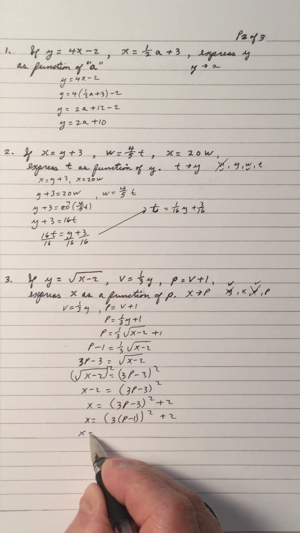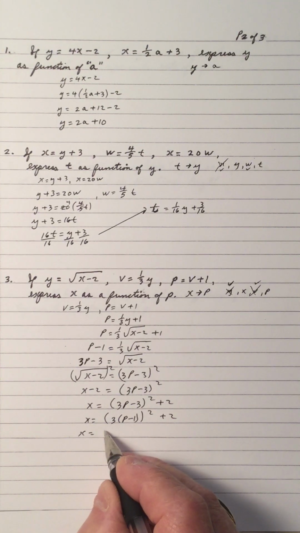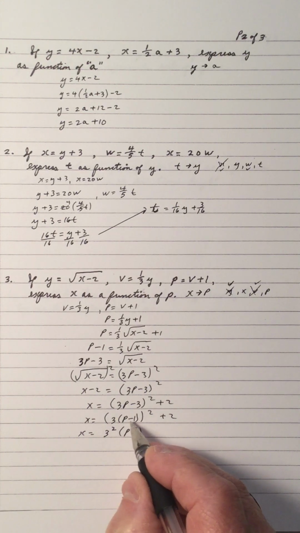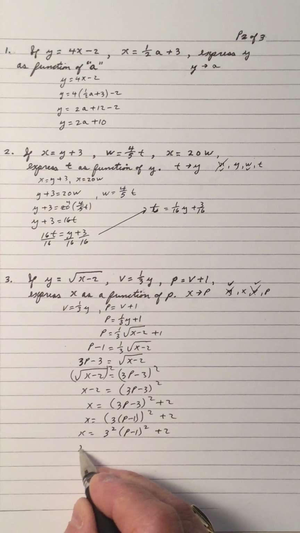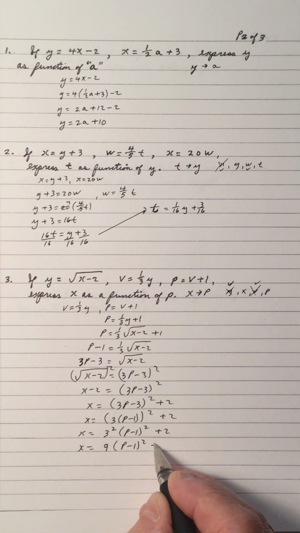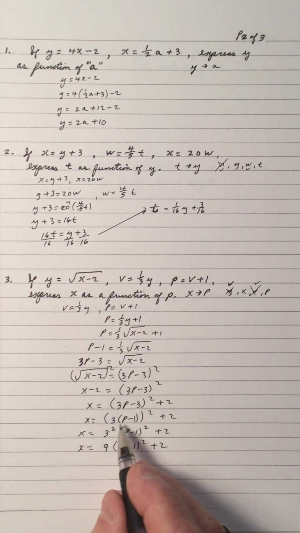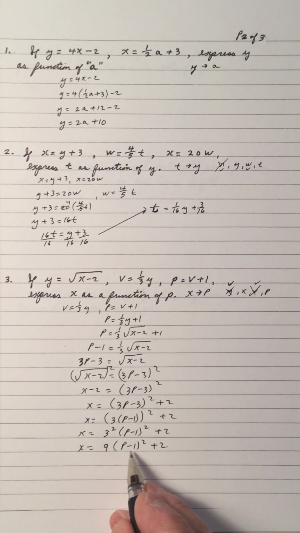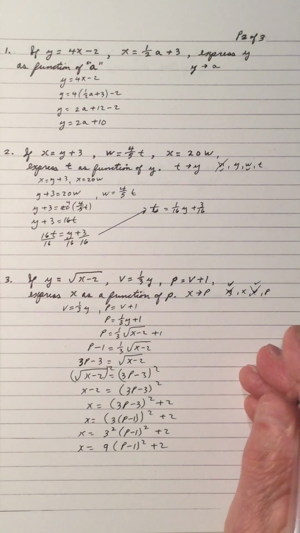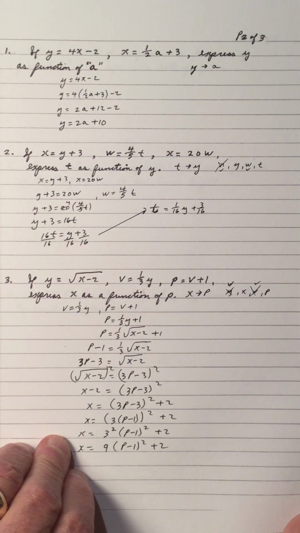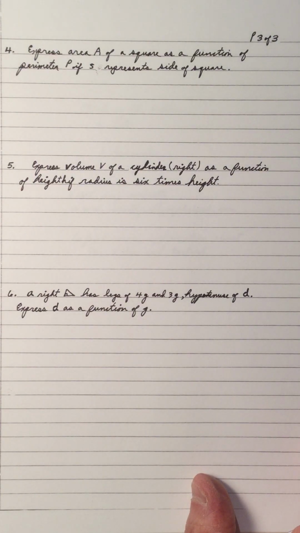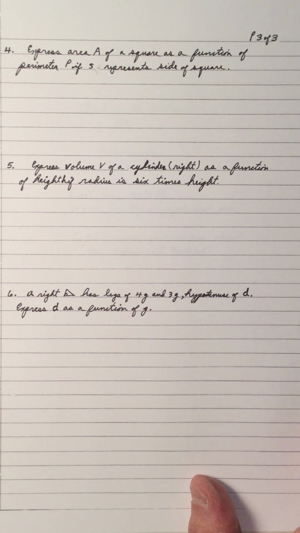And we take the 3 out, so that means we square both of these, so we can have 3 squared times (P minus 1) squared plus 2. So X is equal to 9 times (P minus 1) all squared plus 2. Again, X is a function of P now. Notice that X is a function of P, so there's no Y's and there's no B's. Just getting you ready to do some word problems. That's very important in pre-calculus, getting you ready to do calculus.